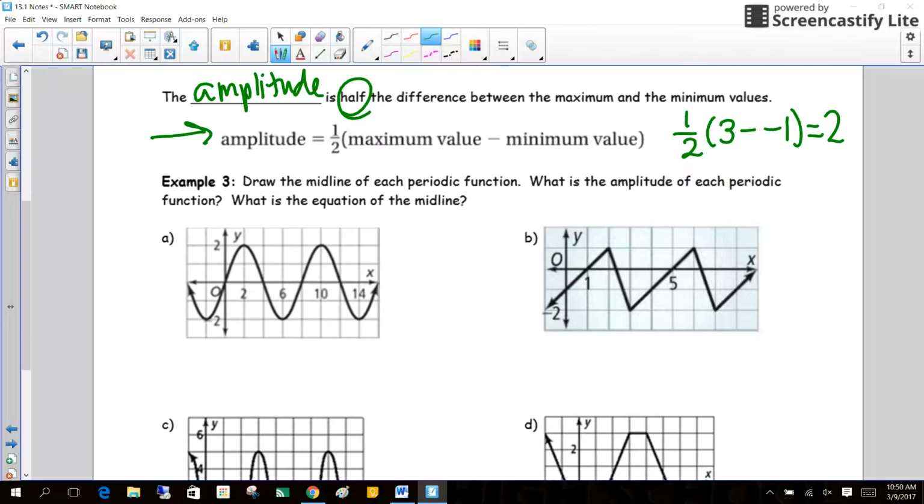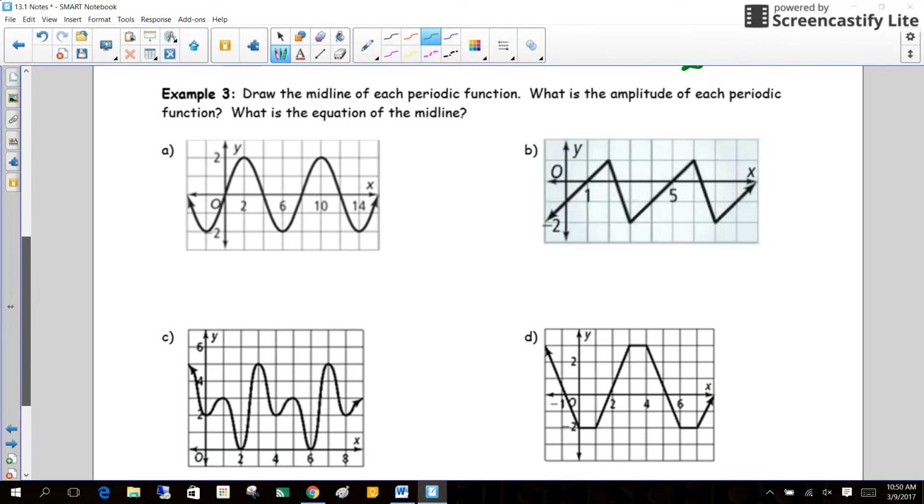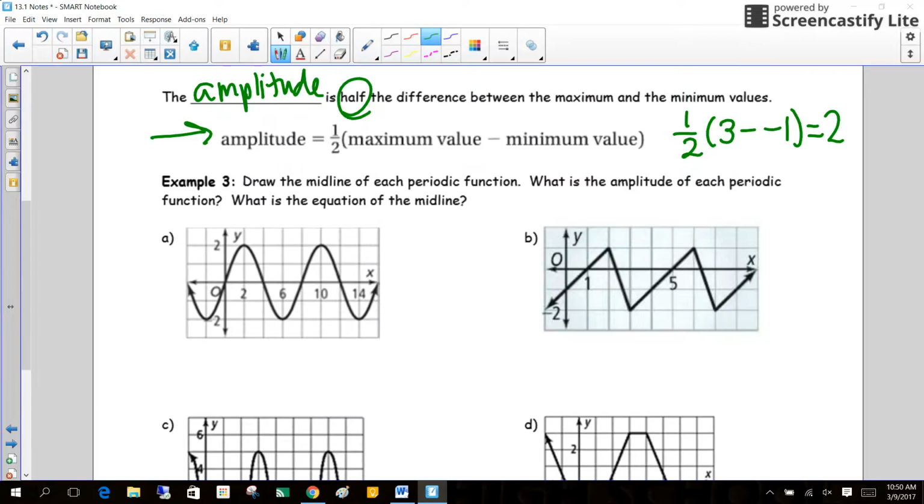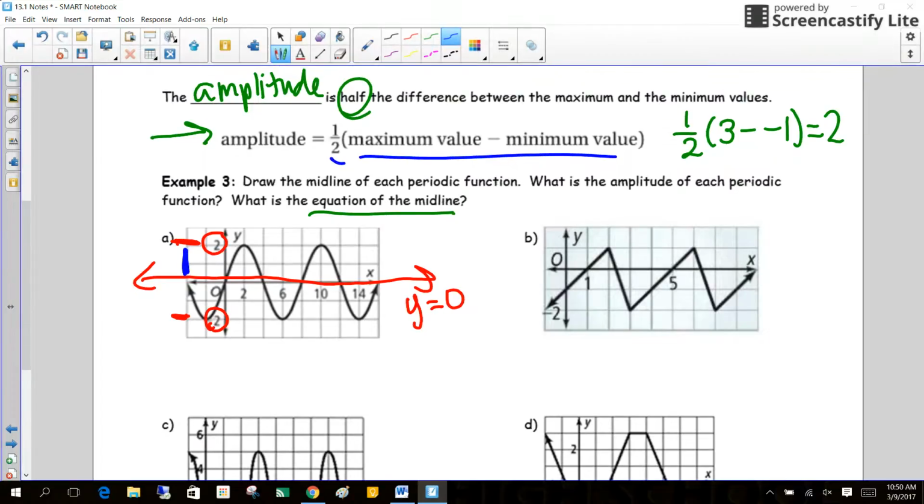So if you look at these graphs, it's asking us to draw the midline of each periodic function, to find the amplitude of the function, and the equation of the midline. So if I look at this first graph, I can see my maximum up here at a 2, my minimum down here at a -2. So halfway between those would be at 0. So my midline is at y equals 0, aka the x-axis. And then my amplitude, again, you can think of as half the difference between the max and the min. It's also going to be the distance between your midline and your maximum, or the distance between your midline and your minimum. Those should be the same value, and that will give you your amplitude. So in this case, my amplitude is a 2.